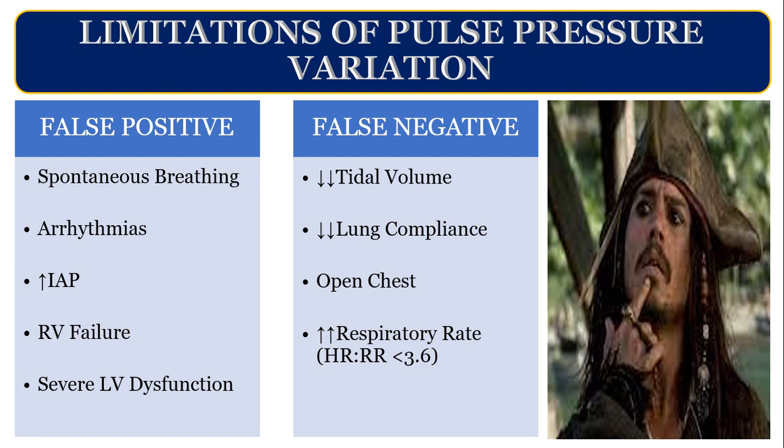Spontaneously breathing patients, because transpulmonary pressure swings are different, we'll get false results. Arrhythmias, because RR intervals are different, so we'll get different stroke volume variation. Intra-abdominal pressure high, again you'll get a false positive result. RV failure, you'll get a false positive result. Severe LV dysfunction, as I told earlier, it will be false positive.